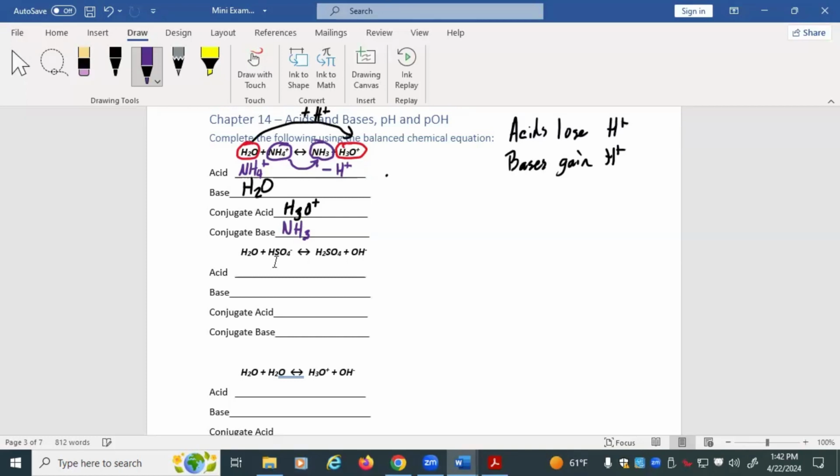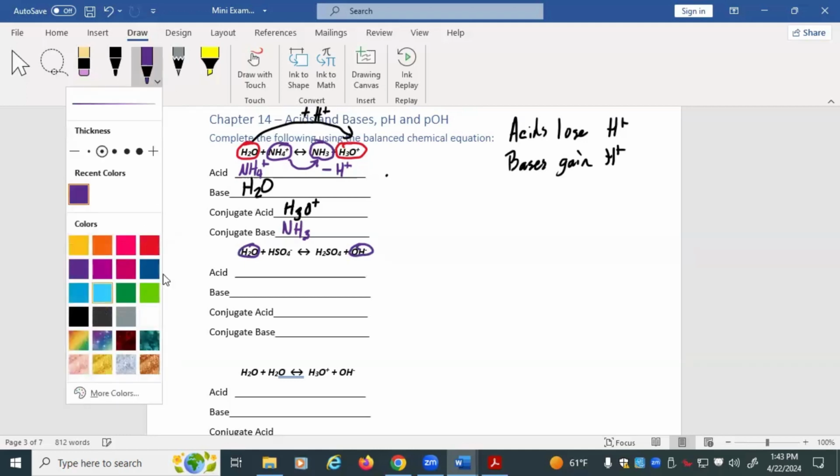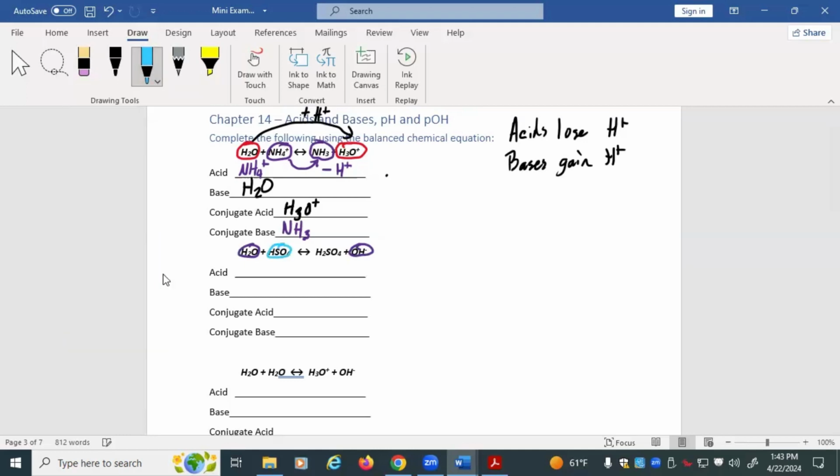All right, walking around, a couple of good things. Most of you are identifying the pairs correctly. So the pairs in this case would have been water and hydroxide, and the bisulfate ion and sulfuric acid. Those are the proper pairs, and most of you did that part correctly. Couple of things that we have to remember. Acid and base have to be on the reactant side. Conjugates are on the product side.